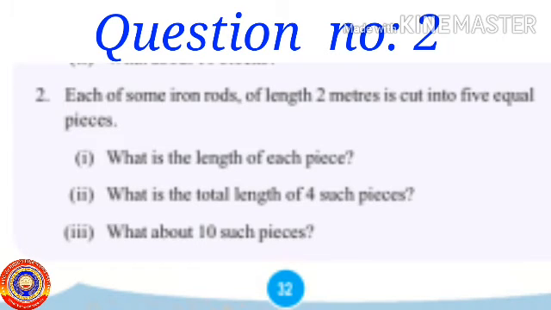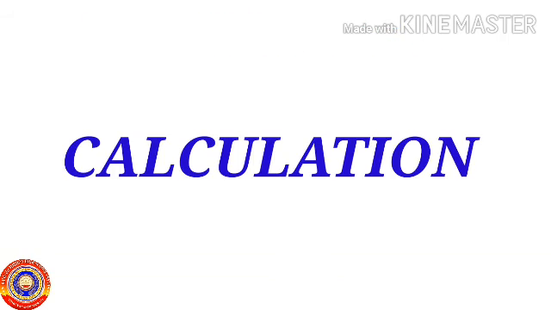Next, we shall do question number 2. Each of some iron rods of length 2 meters is cut into 5 equal pieces. First question, what is the length of each piece? Second one, what is the total length of 4 such pieces? And third one, what about 10 such pieces? We have to calculate these questions one by one.